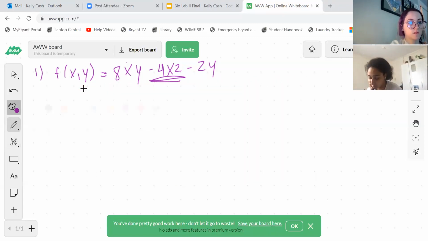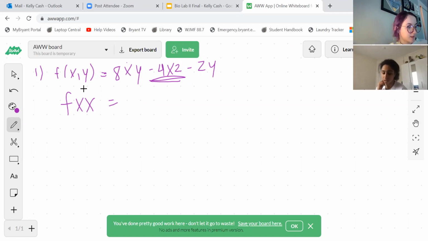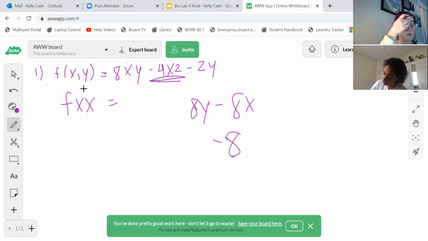Alrighty. So the next part, it looks like that. Basically you take the derivative with respect to x twice. That's all that means. So the first time we took the derivative with respect to x, what did we get? 8y minus 8x, right? Yep. And if we were to take it again, what would we get? Just -8, because y is a constant. And that's it. That's your answer for part C.